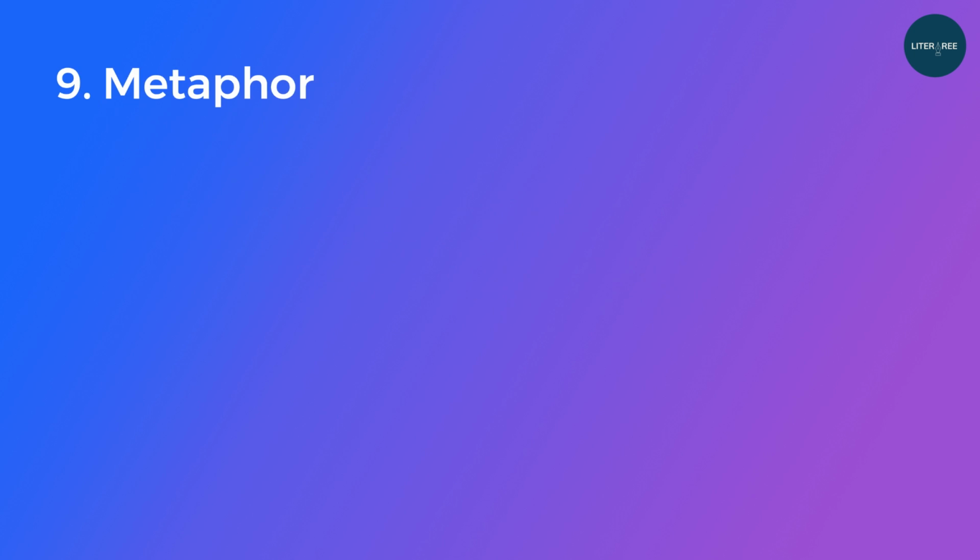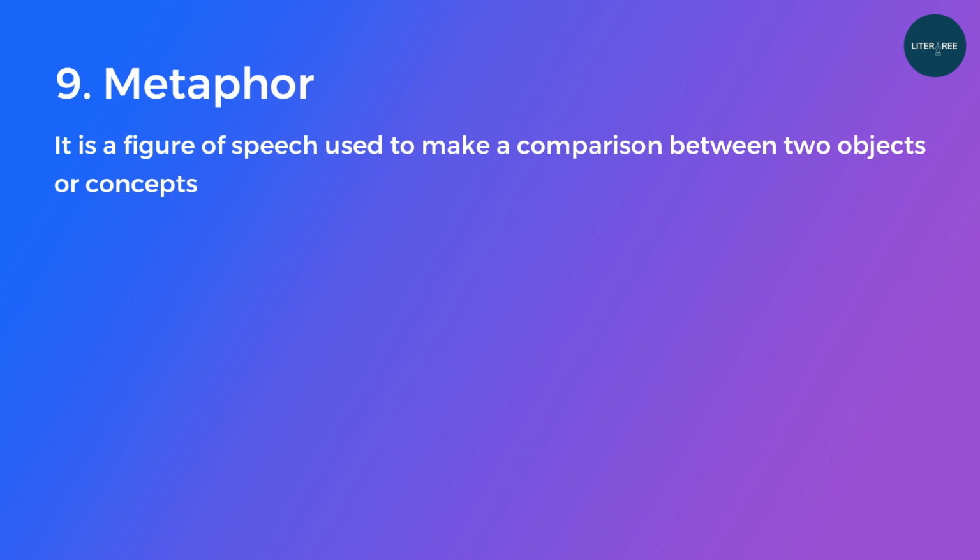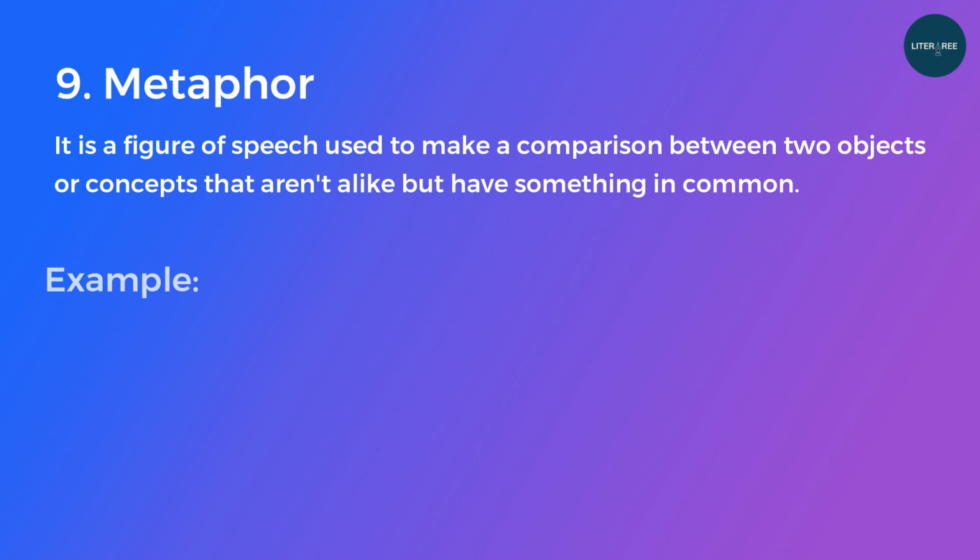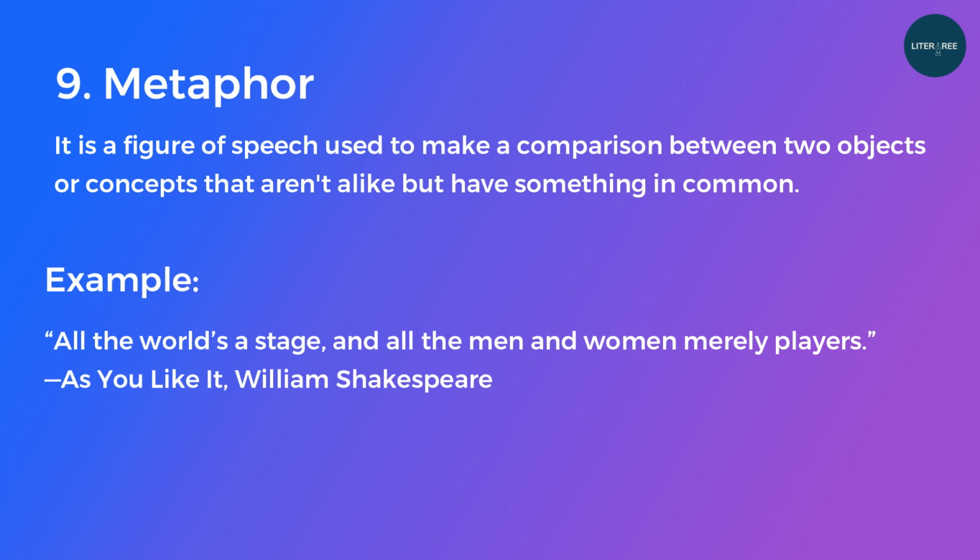Metaphor. Metaphor is a figure of speech used to make a comparison between two objects or concepts that aren't alike but have something in common. Here is a beautiful example from the play As You Like It by William Shakespeare. All the world's a stage, and all the men and women merely players.